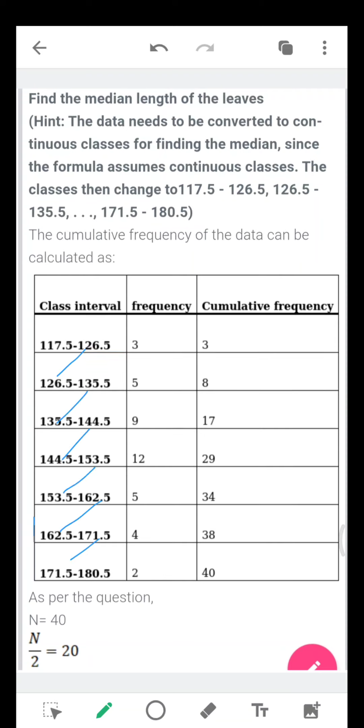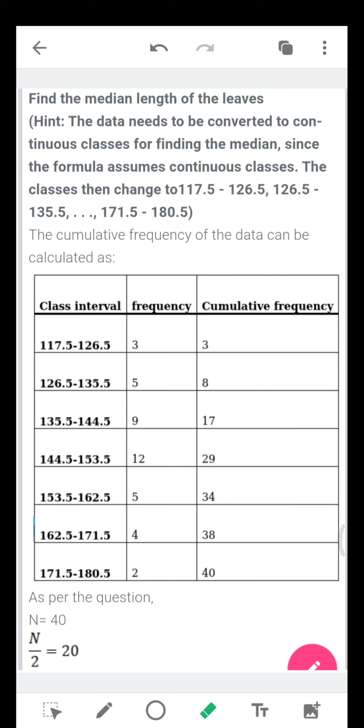So this is the method we apply for converting discrete to continuous, or inclusive to exclusive classes. This will be very helpful for you when you draw the graph also, because we cannot draw the graph for discontinuous classes. We need to make them continuous, which we have done in 9th class also. Okay, now after doing this conversion, the method remains the same.